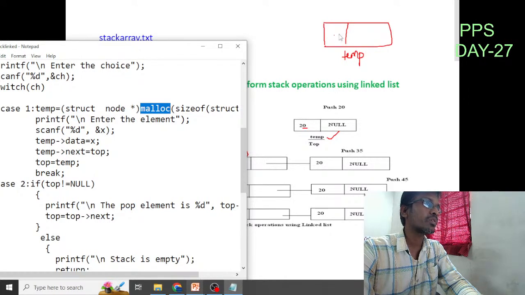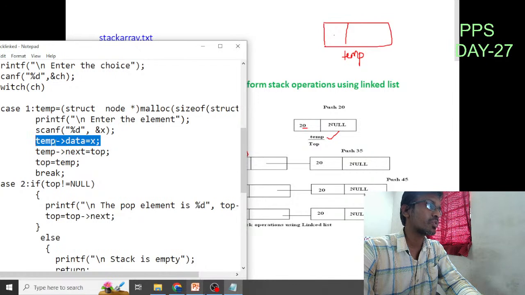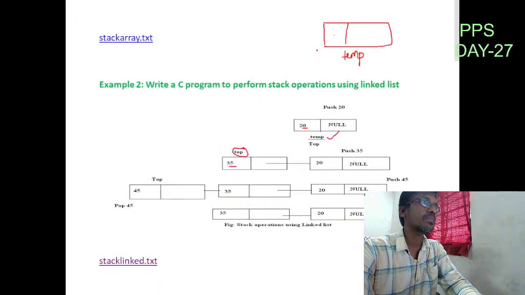So now I'm going to read that integer value. For that I'm using scanf, enter the element, and I'm going to read the address of x. Whatever value you read from the keyboard will be stored in the temp node, in the data field, so you assign temp points to data is equal to x. Then the value 10 will be stored in the data field.